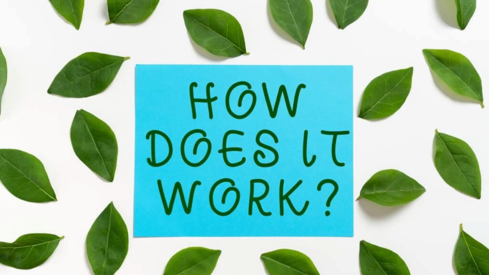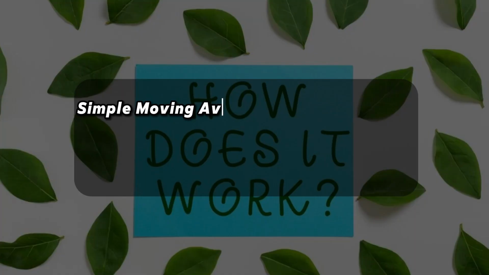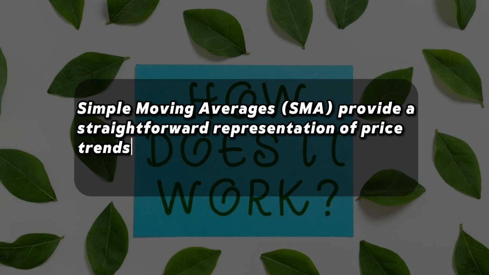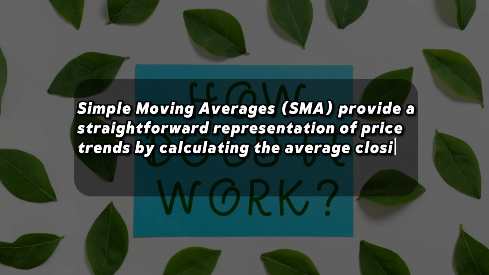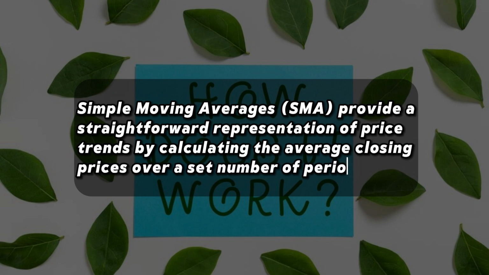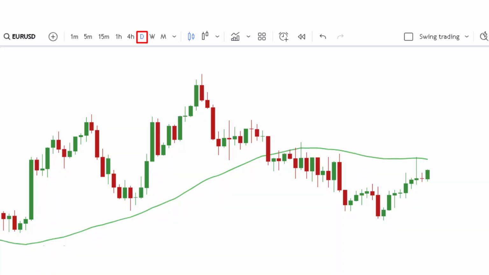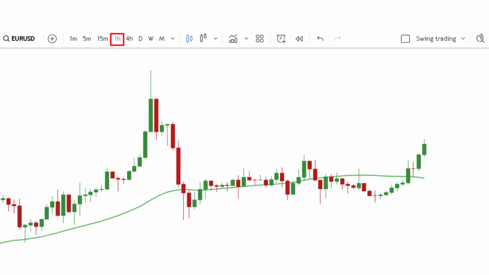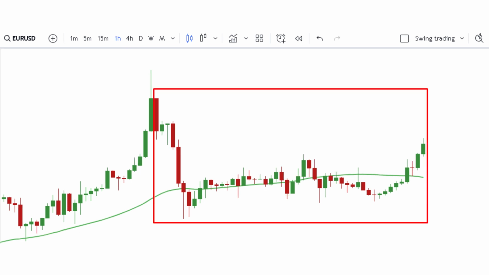So how do moving averages work? Simple moving averages provide a straightforward representation of price trends by calculating the average closing prices over a set number of periods. It's like taking a step back to look at the overall picture. For example, if you are on the daily chart and you are using a 50-day simple moving average, it's the average closing price over the last 50 days. If it's a 1-hour chart, then it's the average closing price over the last 50 hours, etc.